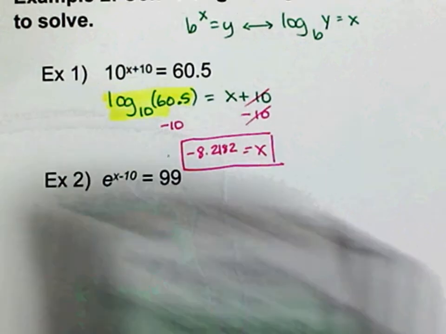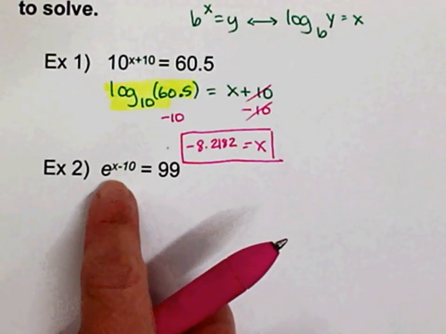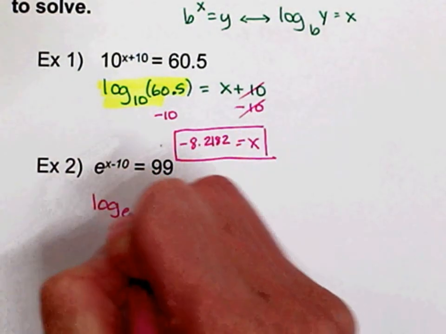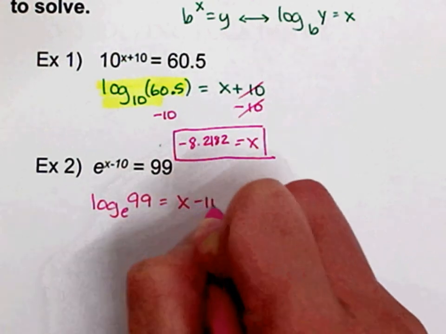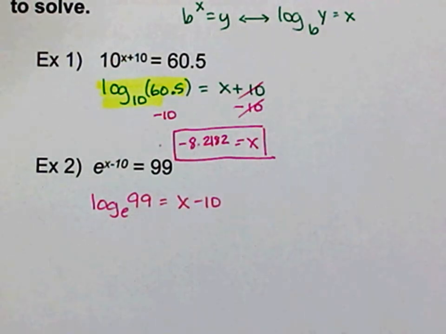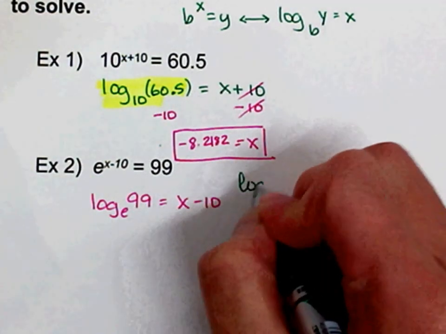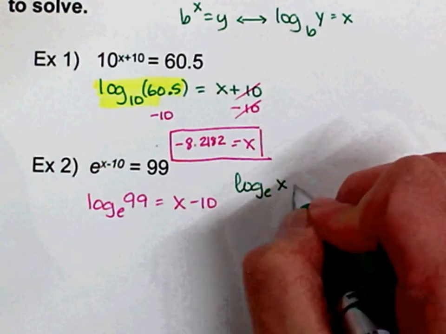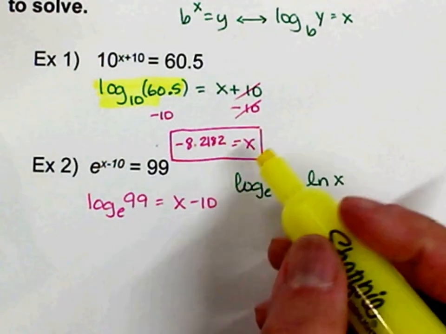Now let's take a look at this one. This one has an e. Okay, so we're going to rewrite it. Log base e of 99 is equal to x minus 10. All right. Now, I'm going to point something out. Anytime you have a log base e of x, that is the same as natural log of x. You're replacing log base e with natural log.